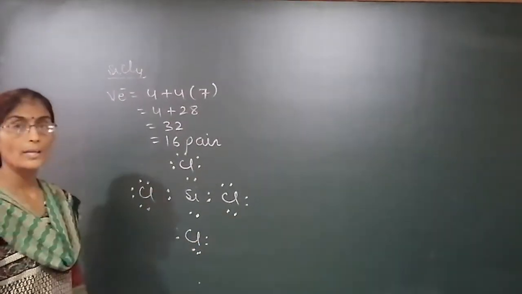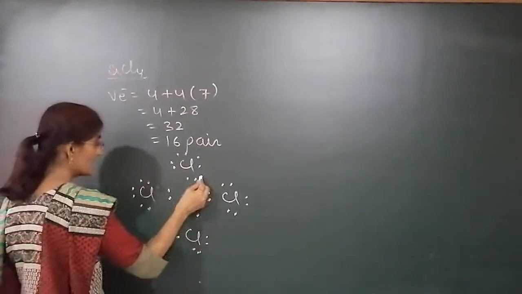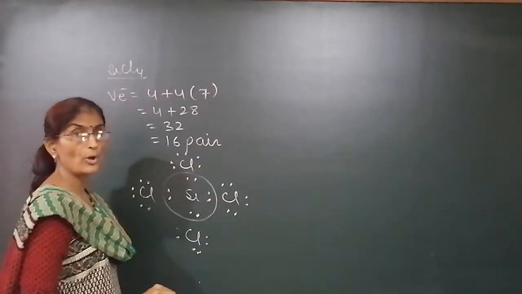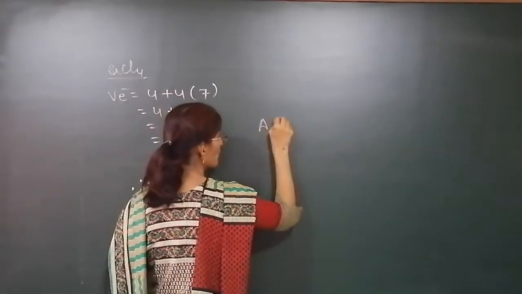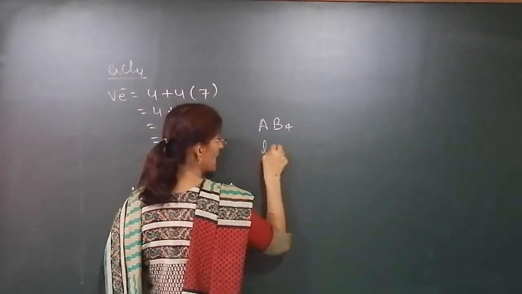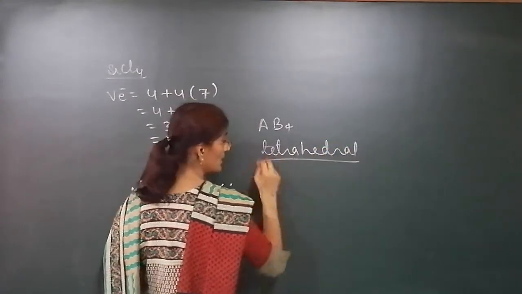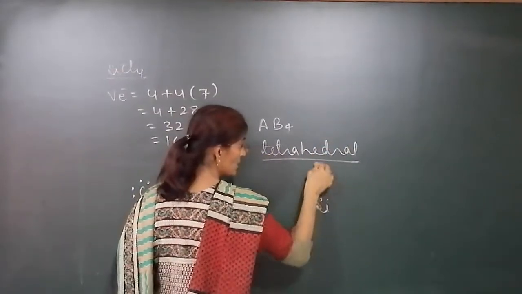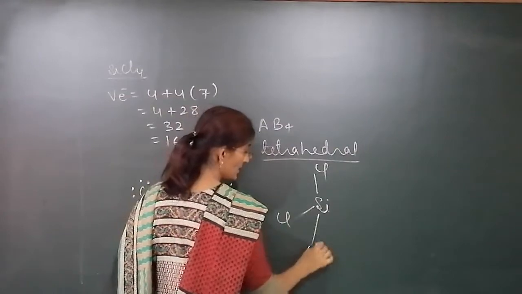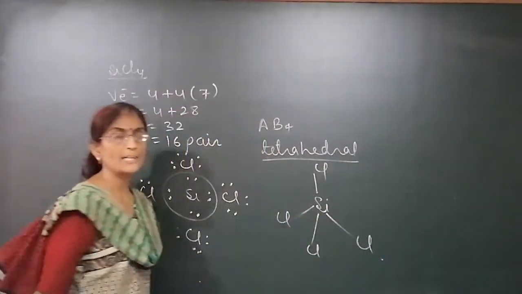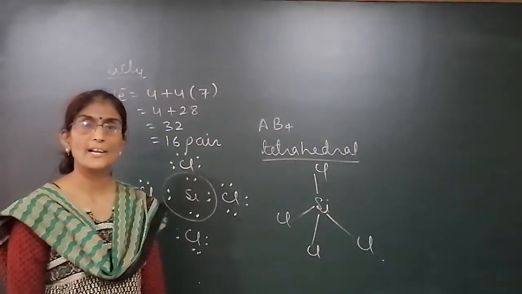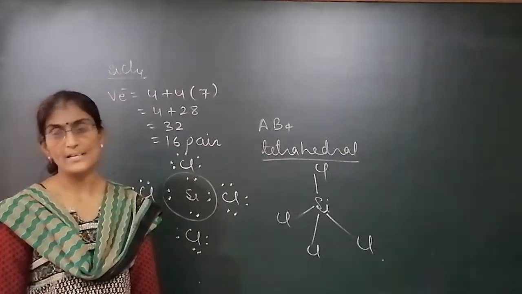Now silicon has 4 electron pairs and all are bonding. AB4 type means tetrahedral shape. What is the shape of SiCl4? Tetrahedral. Silicon at the center, 4 chlorine atoms at the 4 corners of the tetrahedron, and the bond angle is 109 degree 28 minutes. Clear?